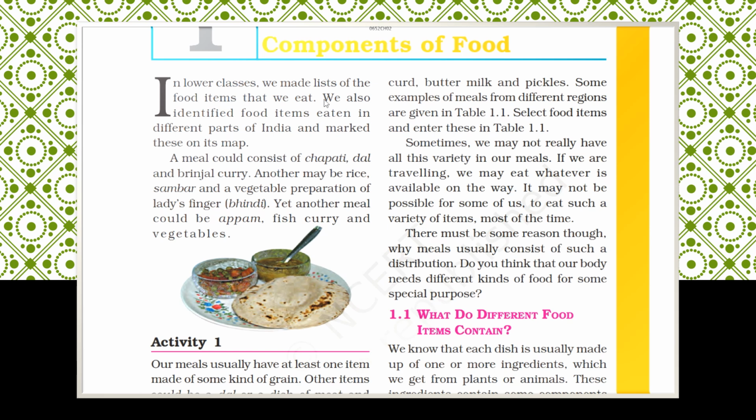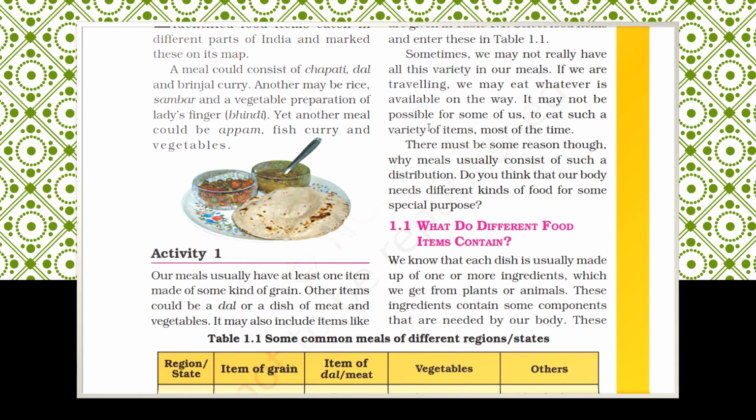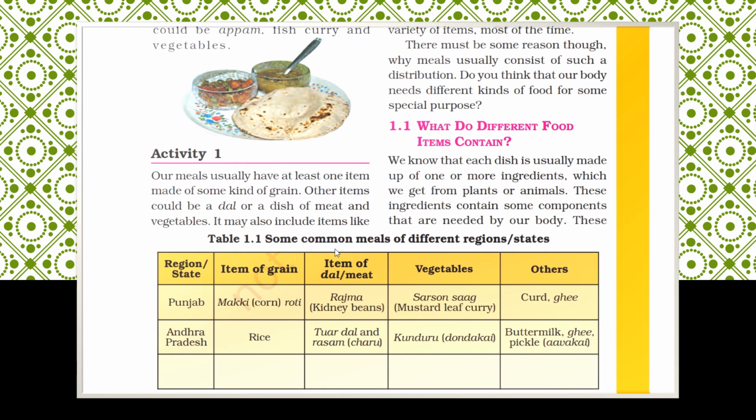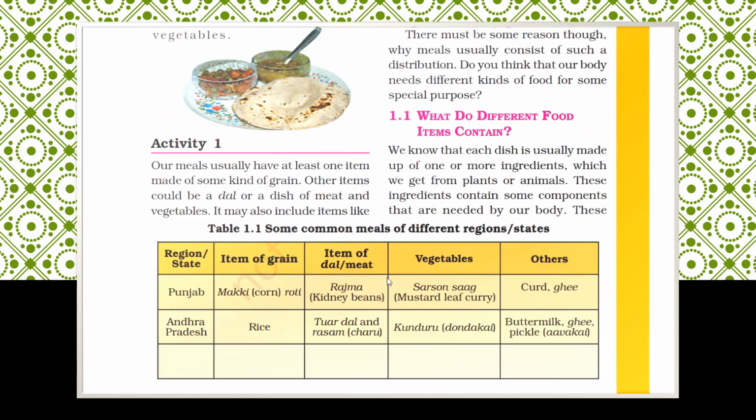So here, in lower classes we already made a list of the food items we eat, right? We also identified food items eaten in different parts of India and marked them on a map. Yes, we did this in 5th standard. A meal could consist of chapati, dal and brinjal curry. Another may be rice, sambar, and a vegetable preparation of ladyfinger, that is bhindi. Yet another meal could be appam, fish curry, and vegetables. So we have activity number 1, where you put the region, that is your state, then item of grain, then item of dal or meat, vegetables and others. In this way you can fill this table.